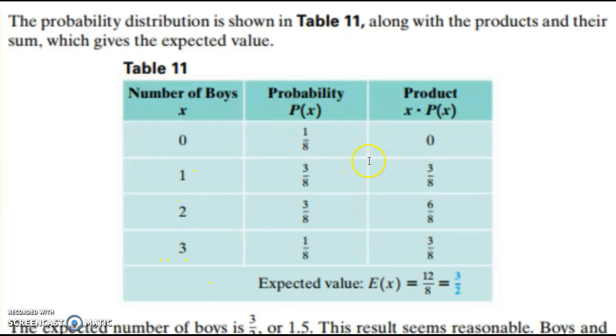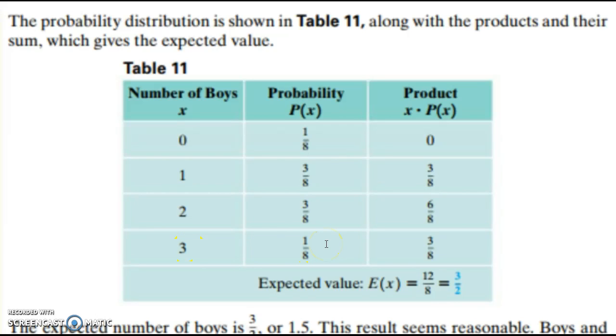Then the probability of each one. So for 0 boys, that was girl, girl, girl, there was only 1 instance of that. So there are 8 possibilities and 1 way to have no boys, 1 out of 8. But there were 3 ways to have 1 boy. You could have the boy first and then 2 girls, or a girl and then a boy and then a girl, or 2 girls and a boy. So 3 out of 8 to have 1 boy, 3 out of 8 to have 2 boys, and 1 out of 8 to have 3 boys. In other words, boy, boy, boy.